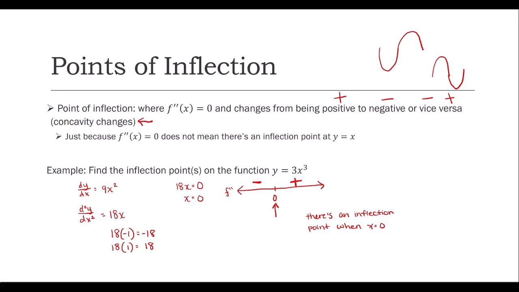So on your original function, your 3x cubed, you could plug in 0 to find the actual point where the inflection is, and that would be 3 times 0 cubed, which is 0. So there's an inflection point when x equals 0 at (0, 0).